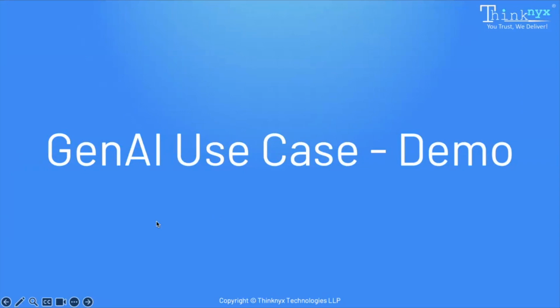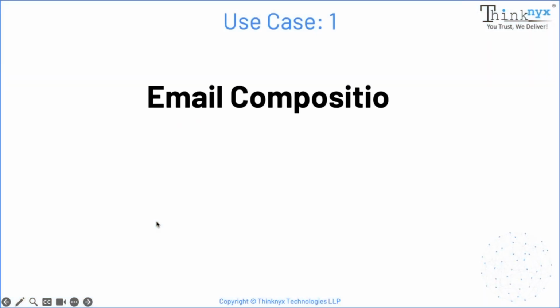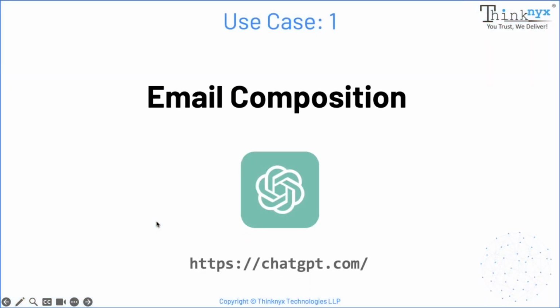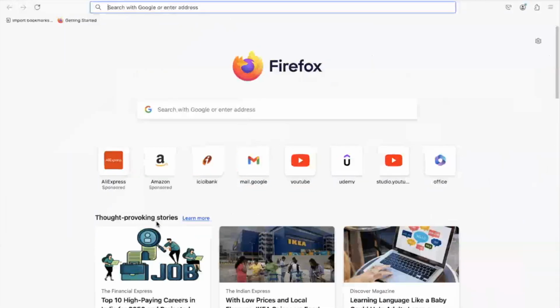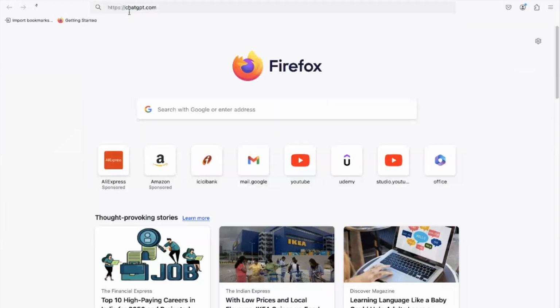Simple. We'll start with a very simple one. We'll start with the most commonly used tool called ChatGPT, and we will do the first use case, which is email composition. We are going to use ChatGPT for it. So let me come back and show you the power of this.